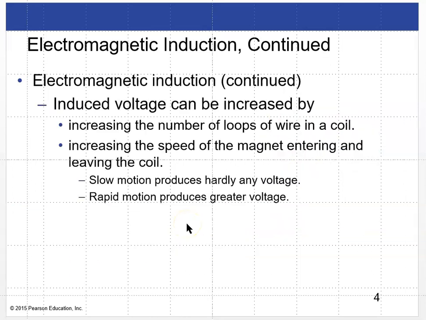In electromagnetic induction, an induced voltage can be increased by increasing the number of loops of wire in a coil, and increasing the speed of the magnet entering and leaving the coil. Slow motion induces hardly any voltage at all. A rapid motion, of course, induces a greater voltage. And also, if you increase the magnet strength, if you use a stronger magnet, the voltage increases too.